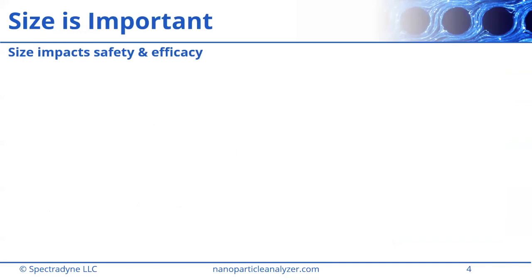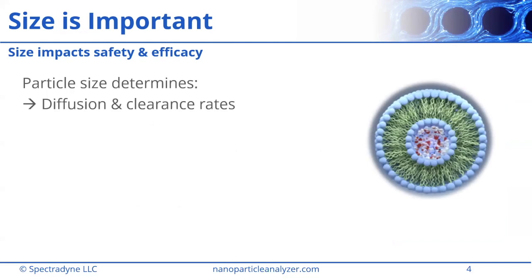So why is size so important? Well, ultimately, the size of the particles impacts the safety and efficacy of a drug product pretty directly. So let's talk about how. The particle size determines the diffusion rates of the particles and the clearance rates in a biological system. So how quickly a body clears out a therapeutic, for example. This is essentially the bioavailability of the drug, how much of the drug is available for uptake. And this directly impacts the drug efficacy.